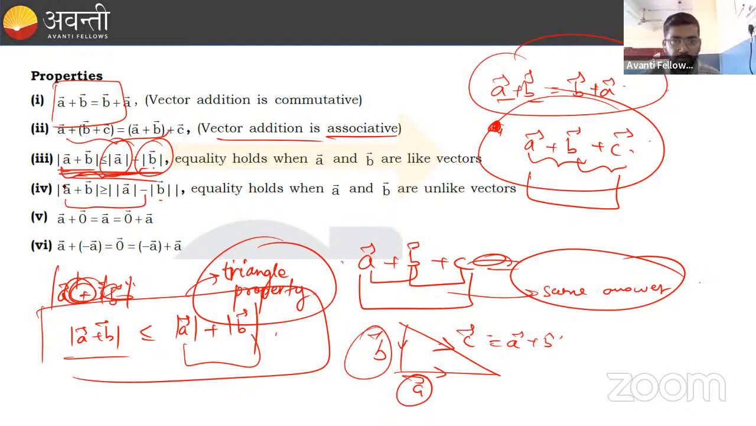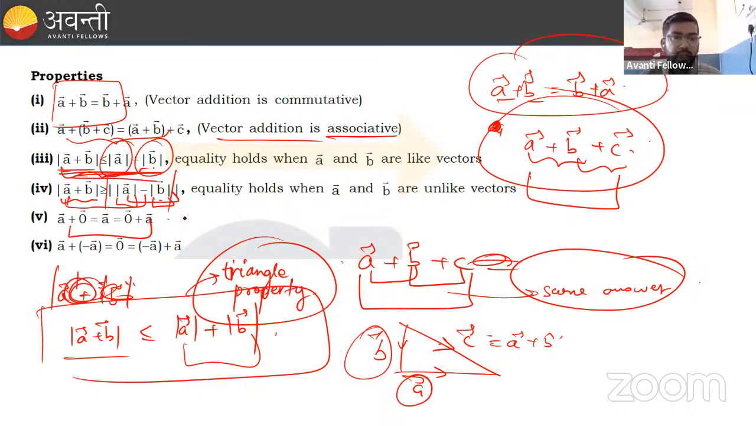Now here you should understand that this property says that mod of a bar plus b bar is greater than mod of a bar minus mod of b bar, and whole mod, because we don't know which vector has a higher magnitude, whether a bar or b bar. So that is why we apply double mod. Okay, one mod is outside as well.